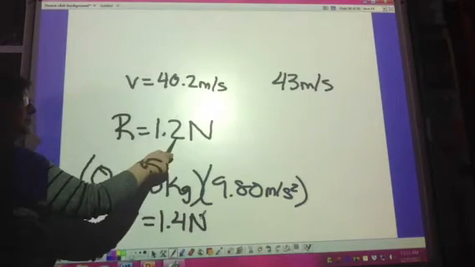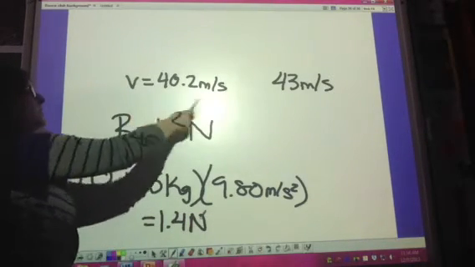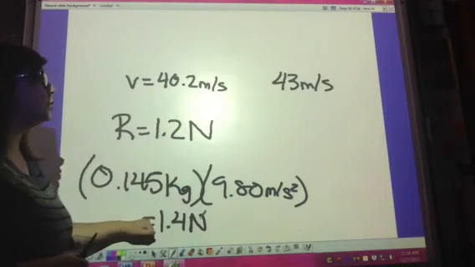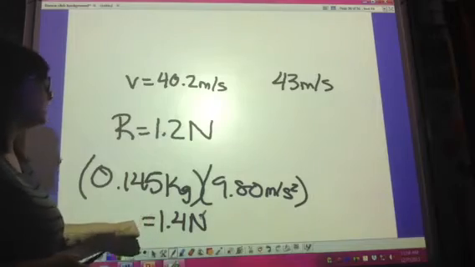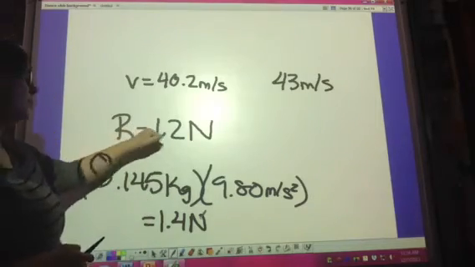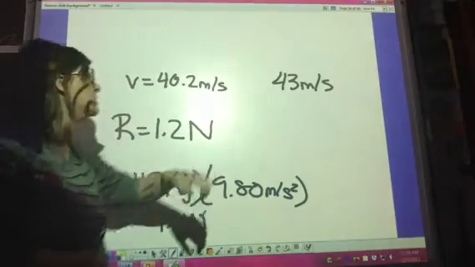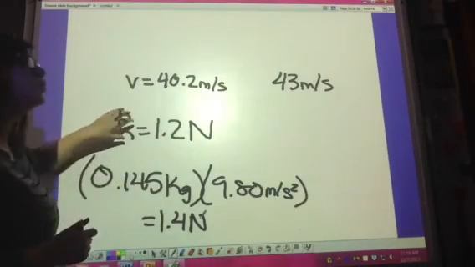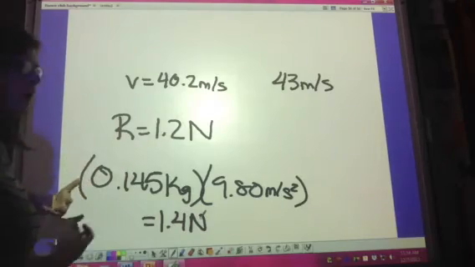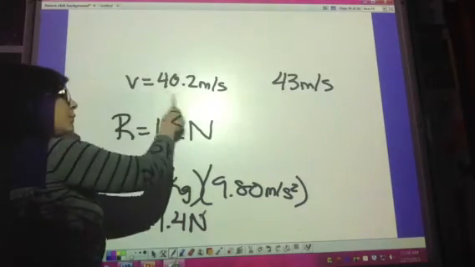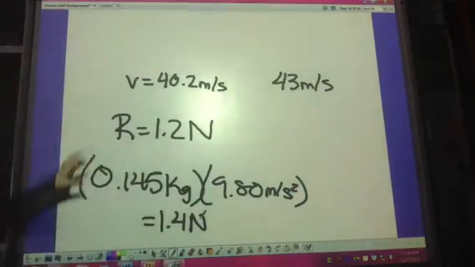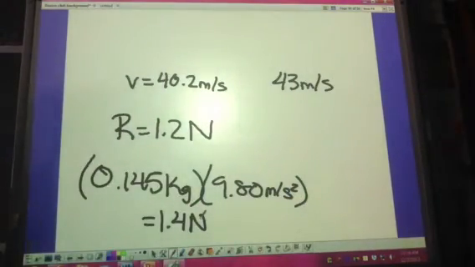So right now that resistive force is 1.2, and that speed of that baseball is 40.2 meters per second. The weight force is 1.4 newtons, and I know that when the resistive force is 1.4 newtons, that's when I'm going to get 43. So we're really, really close to reaching terminal speed. So this resistive force must be accurate because my speed was 40.2 here, and I'm trying to get to that 43, which is the terminal speed. So this is just another way that we could conceptually check that we're right on track.